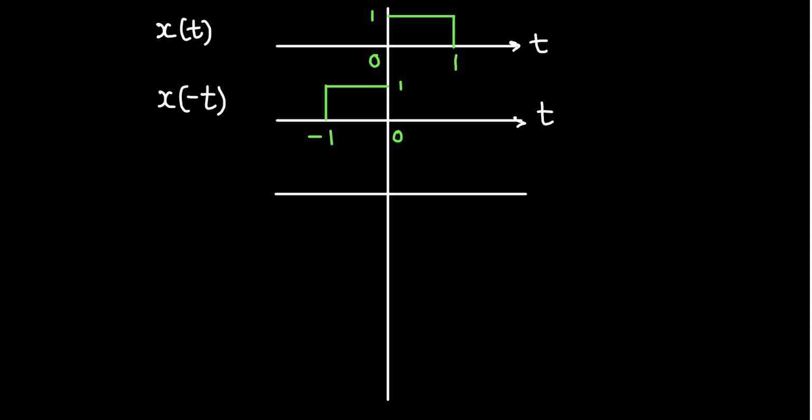So the resultant signal is xe of t that looks like this, where the amplitude is half, and this is xe of t, or the even component of the original signal.